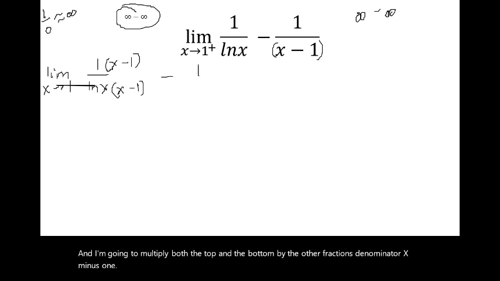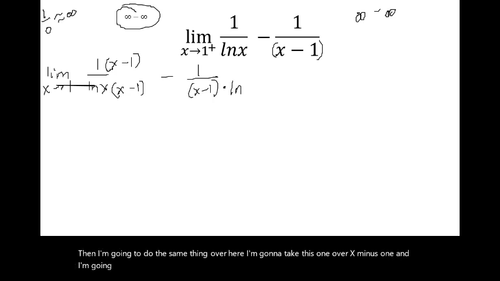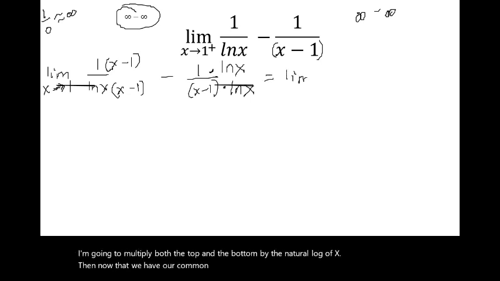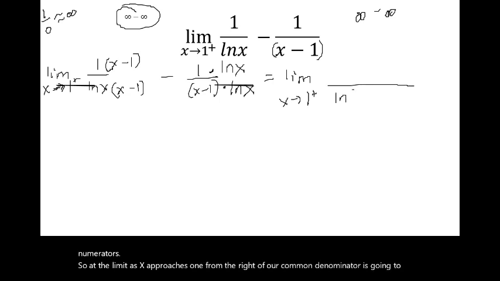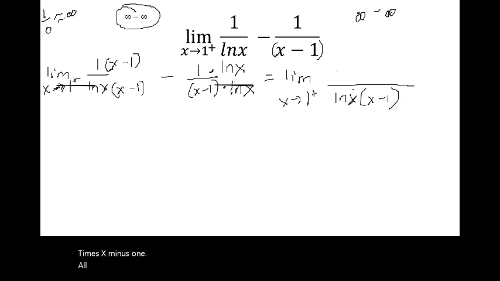Then I'm going to do the same thing over here. I'm going to take this 1 over x minus 1, and I'm going to multiply both the top and the bottom by the natural log of x. Then, now that we have our common denominator, we are just going to simply subtract the numerators. So the limit as x approaches 1 from the right of our common denominator is going to be natural log of x times x minus 1, all over x minus 1 minus natural log of x.